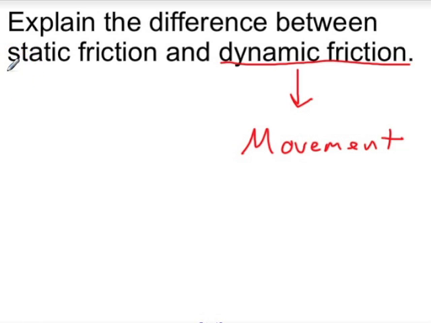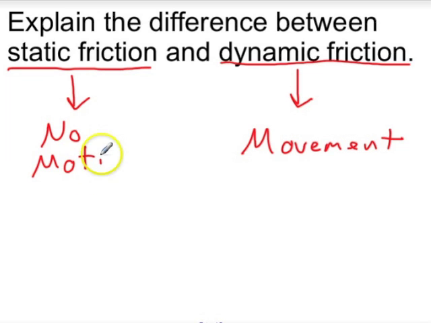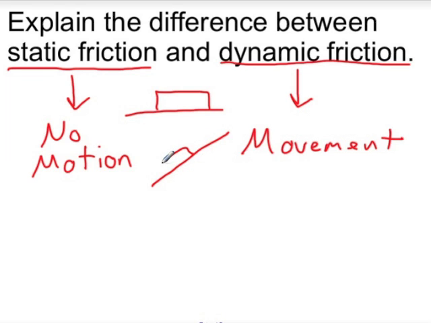Static friction is the opposite. Static friction, there is no motion. Now, this is tricky. So a lot of times when we think of this, we think of a brick sitting on the ground and it's not moving. Okay, you're right, that's static friction. Or if we were to have a ramp and that same brick is on the ramp and it's not sliding down. Okay, that's static friction.